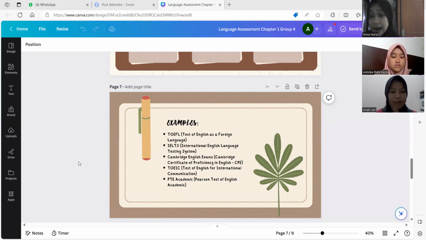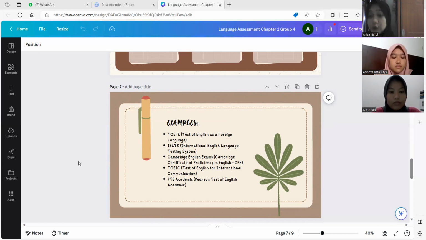And then IELTS or International English Language Testing System. IELTS is another widely recognized English proficiency test used for similar purposes. It also assesses reading, listening, speaking, and writing skills, and it is accepted by many universities and organizations worldwide. The difference between TOEFL and IELTS is that TOEFL is used in America, meanwhile IELTS is used in British countries, such as the UK.